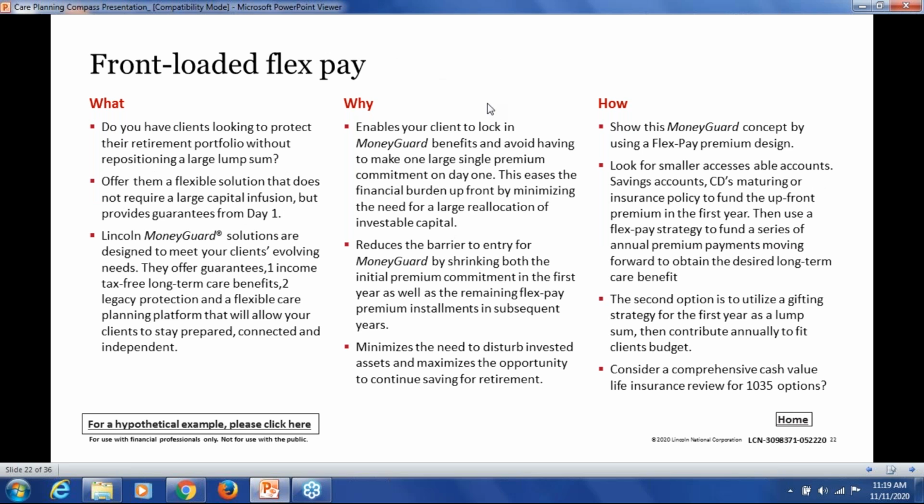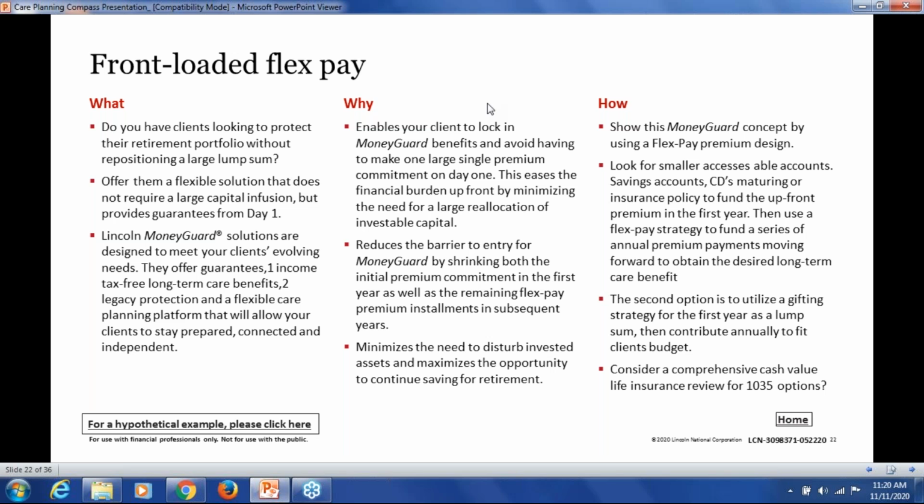All right, I mentioned there's going to be a lot of related ideas, and here's another one of those. This is what Lincoln calls the front-loaded flex pay. So in this case, we're going to mix a couple of these together. We're going to have a single lump sum, but we're also going to pay some ongoing premiums.